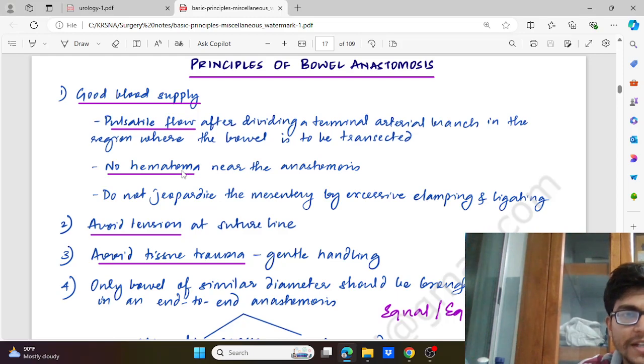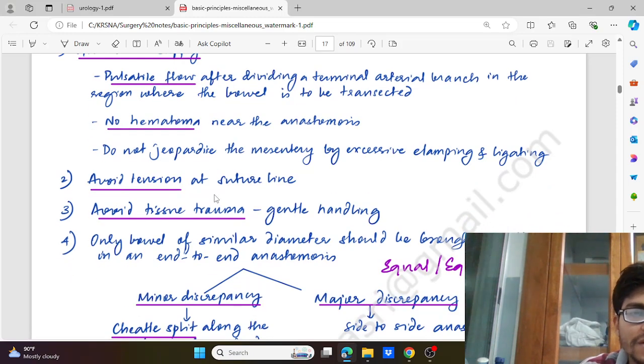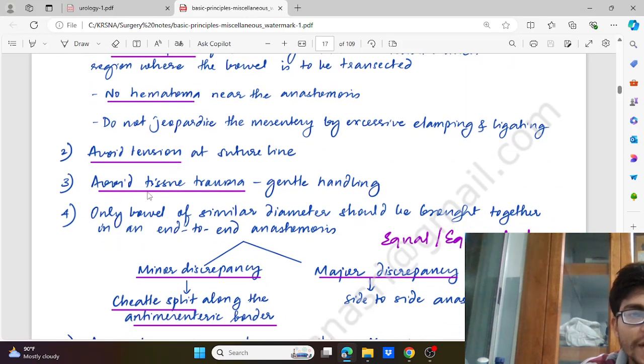There should be no hematoma, no collection of blood near the anastomosis, otherwise it will affect the hemostasis and wound healing. Do not jeopardize the mesentery by excessive clamping and ligating. We have to protect the mesentery because it will give the further blood supply. We have to avoid tension at the suture line while suturing and anastomosing. Then avoid tissue trauma, so we should be gentle in our handling of the tissue.